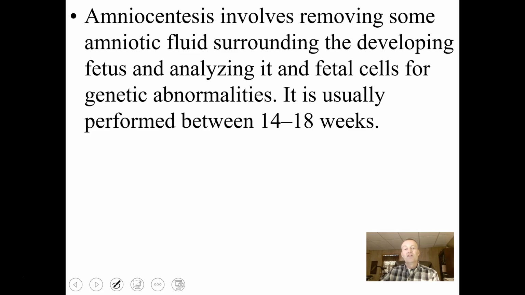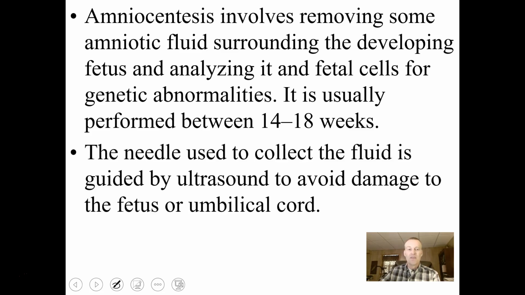So amniocentesis is something that's done in more of a high-risk pregnancy, and it's involved in removing amniotic fluid surrounding the developing fetus and then analyzing it and the fetal cells for genetic anomalies. It's usually performed between the weeks of 14 and 18. The needle used to collect the fluid is guided by an ultrasound so that the doctor will avoid puncturing anything that you shouldn't puncture.